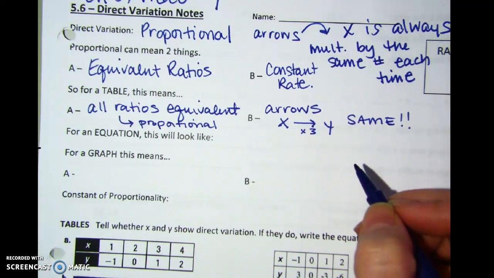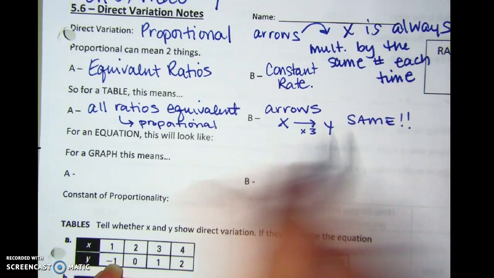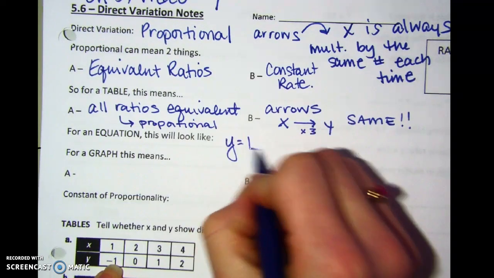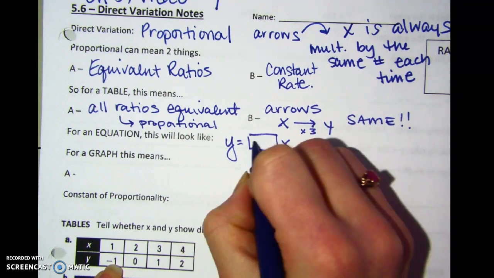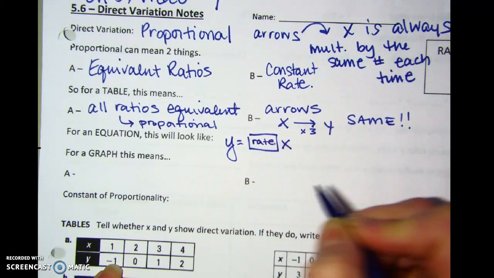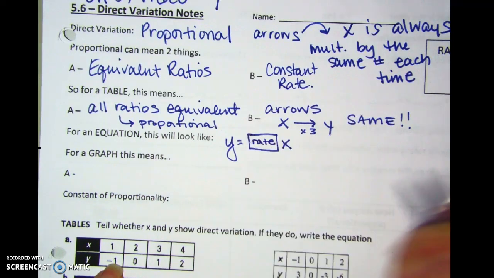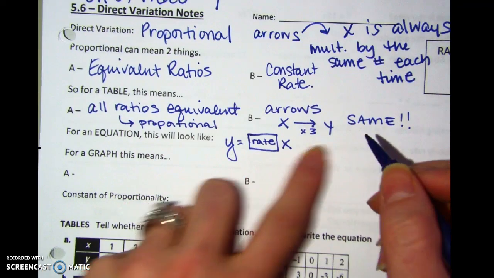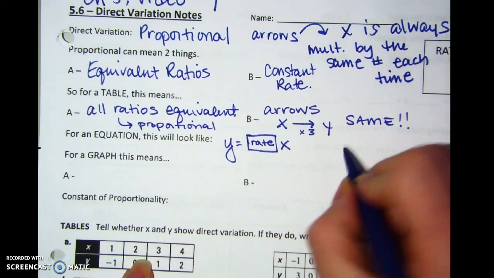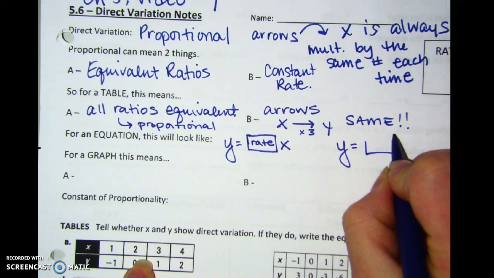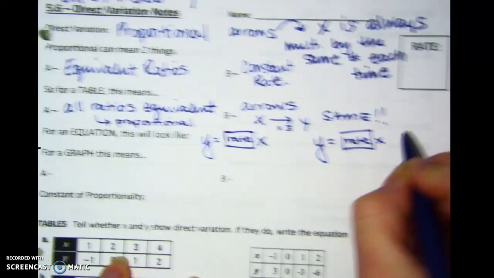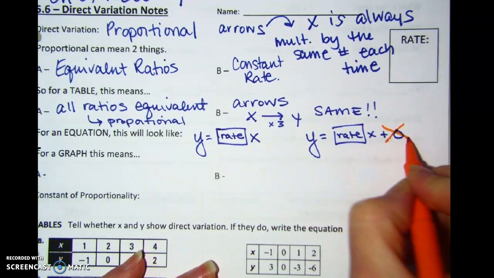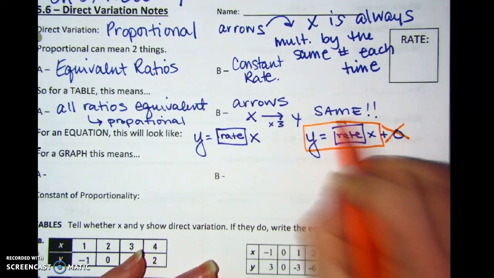Okay? And then for an equation, all your proportional or direct variation equations will always be y equals something times x. And that something, that number, is the rate. This goes back to what we learned in Chapter 3, y equals the rate times x. And in this case, we're not going to have any starting value. Our starting value is going to be 0. So I could say y equals the rate times x plus 0, but we don't bother to write that part whenever it's plus 0. So it's just y equals something times x.